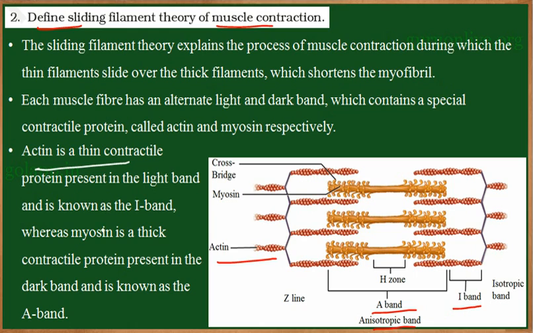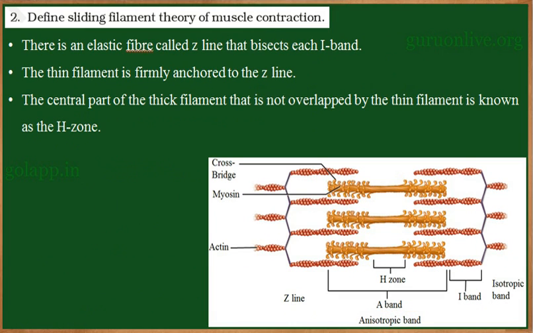So actin is a thin contractile protein present in the light band, whereas myosin is a thick contractile protein present in the A band. There is a certain region on the A band where only myosin is present, and this region is called the H zone. Now, the actins are attached to the Z lines of the sarcomere, and myosins are attached to the M line of the sarcomere. This is the structure.